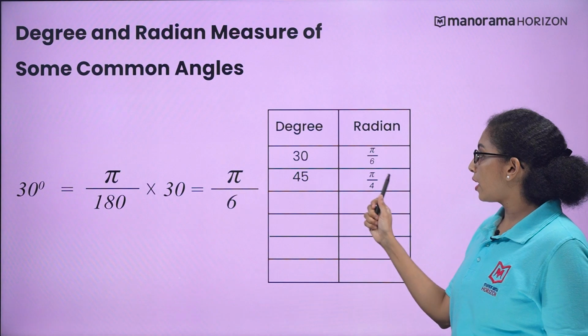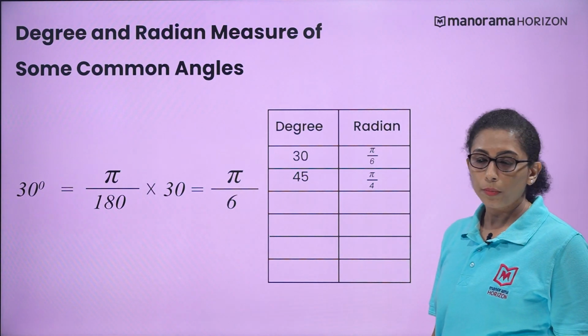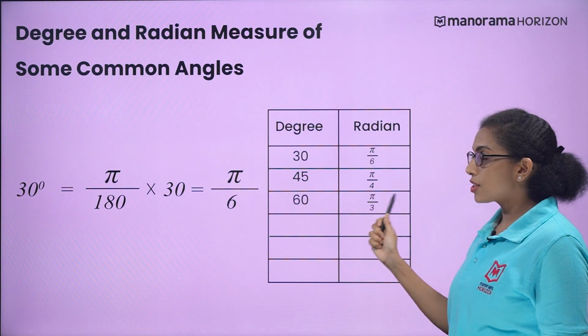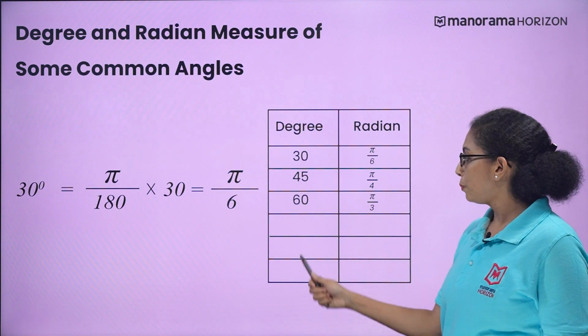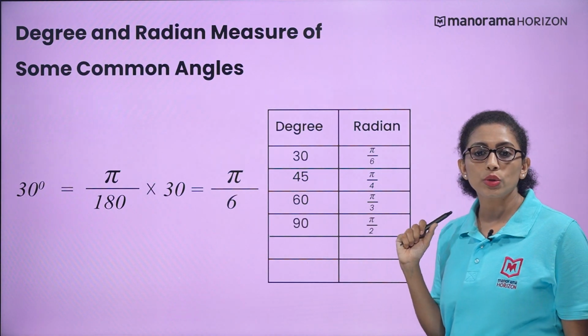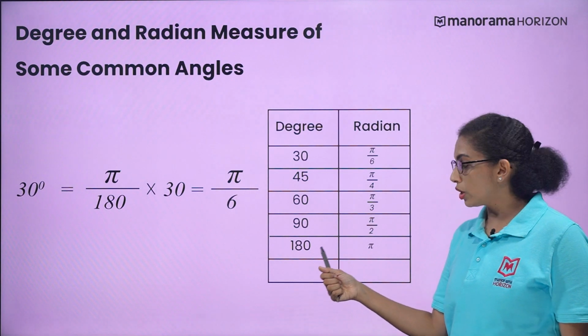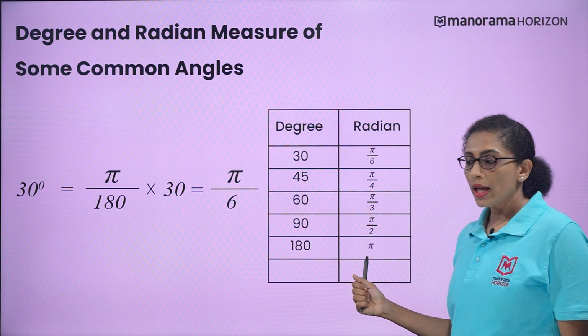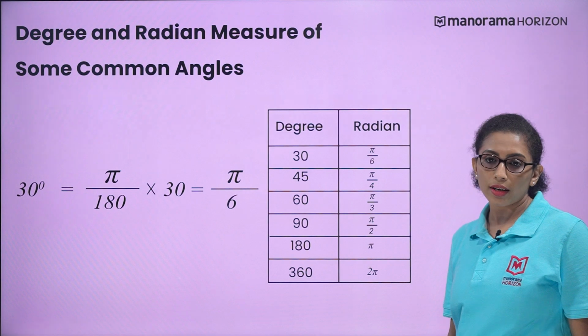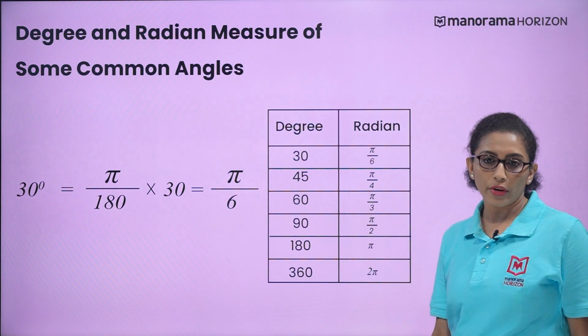Now 45 degree corresponds to pi by 4. 60 degree corresponds to pi by 3. 90 degree corresponds to pi by 2. What is 180 degree? 180 degree will correspond to pi, and the last, 360 degree, corresponds to 2 pi radians.